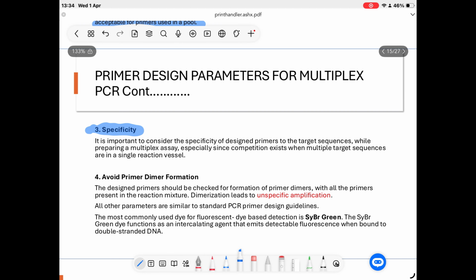But parameter 4 is where the chemistry turns hostile. Avoid primer-dimer formation. The text states, the designed primers should be checked for formation of primer-dimers, with all the primers present in the reaction mixture. Dimerization leads to unspecific amplification. We touched on this, but let's look at the thermodynamics of a primer-dimer. Yeah. Why are they so destructive? A primer dimer is the ultimate parasitic amplicon.